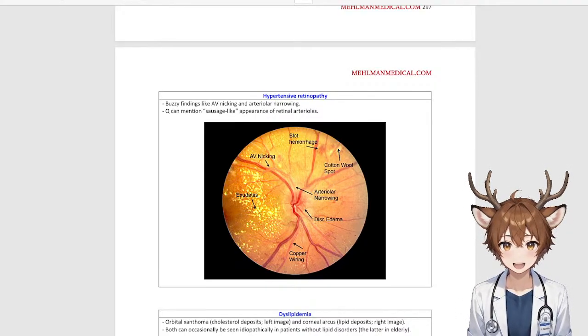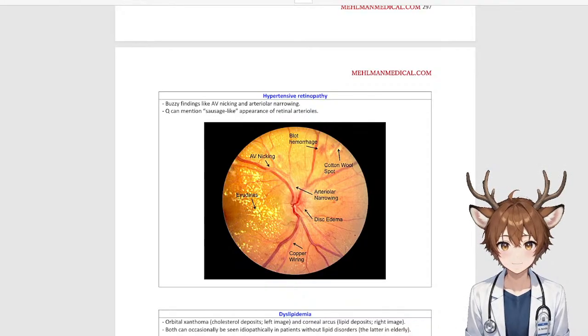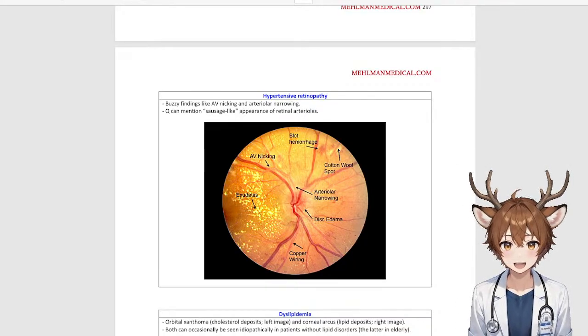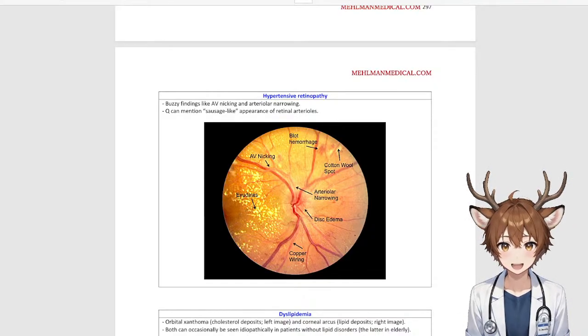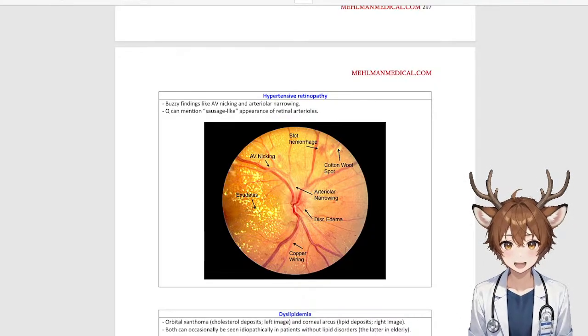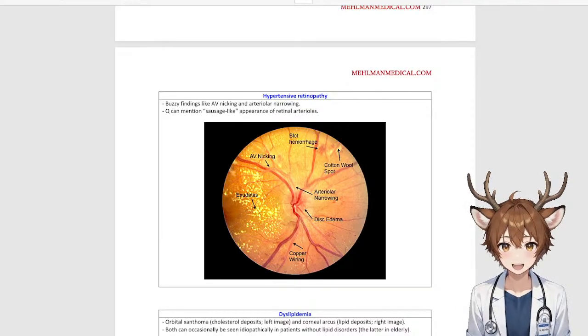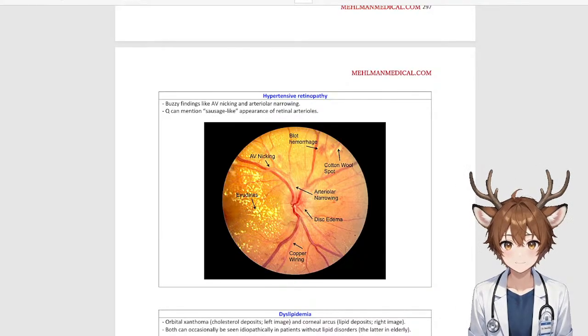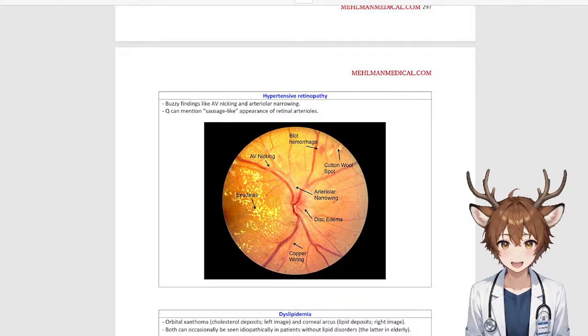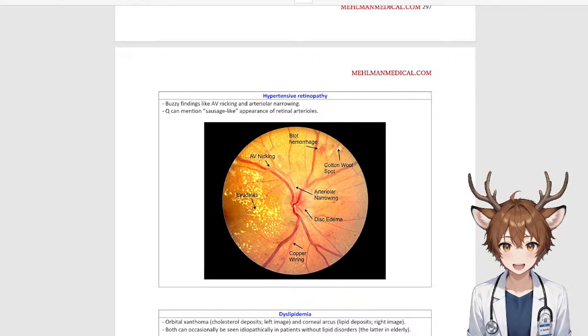Hypertensive retinopathy. Buzzy findings like AV nicking. What is the AV? I'm sorry, but this is a little bit of a detour. What does the AV stand for in AV nicking? AV nicking. Okay, so arteriovenous. So buzzy findings like AV nicking, arteriovenous nicking, and arteriolar narrowing.